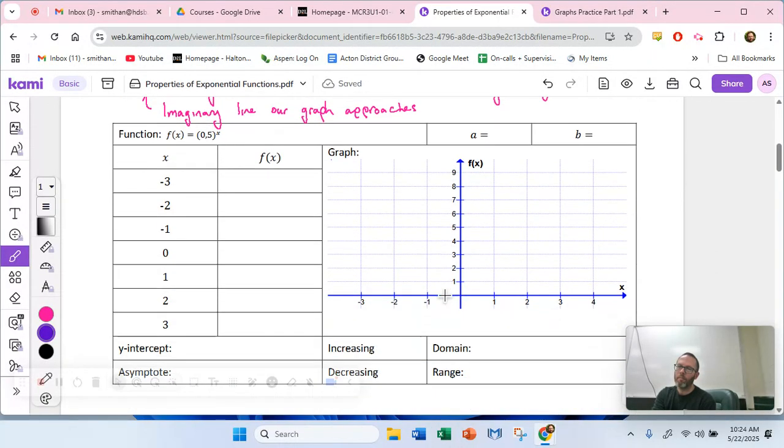Let's do a second one. Let's do f of x equals 0.5 to the power of x. So here, if you want to rewrite this, you could write it as 1 times 0.5 to the power of x. So what will this graph look like if our base is 0.5 and what we're multiplying by out front is equal to 1?